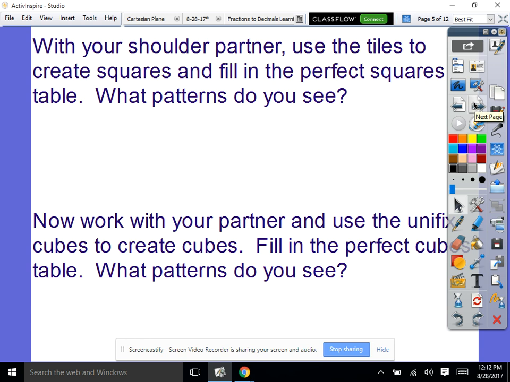All right, tomorrow you're going to do an activity in class, and you're going to use tiles with your shoulder partner to create squares, and you're going to fill in these perfect squares table on your notes. So that part of your notes you're going to leave blank until in the morning. And then you're also going to work with your partner to use the Unifix cubes to create cubes, and you will fill in the perfect cubes tomorrow during class.